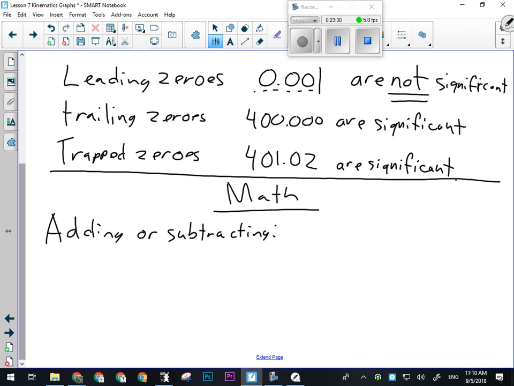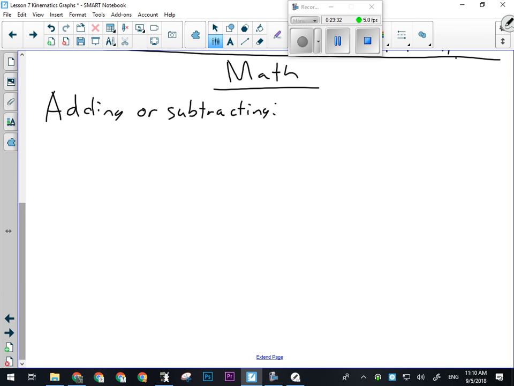So if I am adding these two numbers together, let's say I've got 400.12 and I'm adding that to 1.173. How accurate can my answer be? 2 or 3 decimal places? 2. I can only be as accurate as the least accurate number I used. The least accurate number I used is only accurate to 2 decimal places.